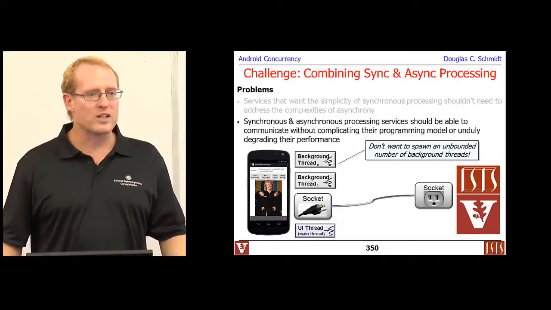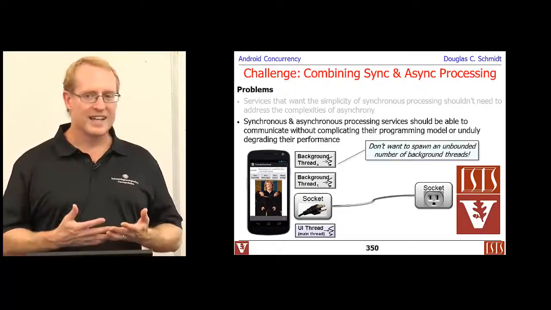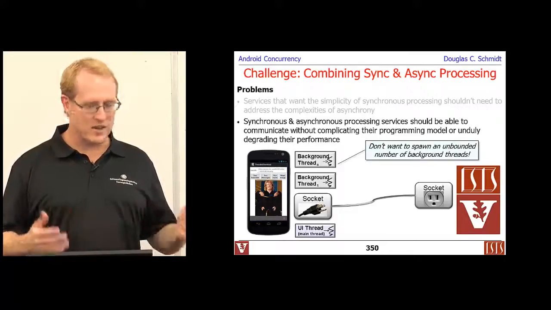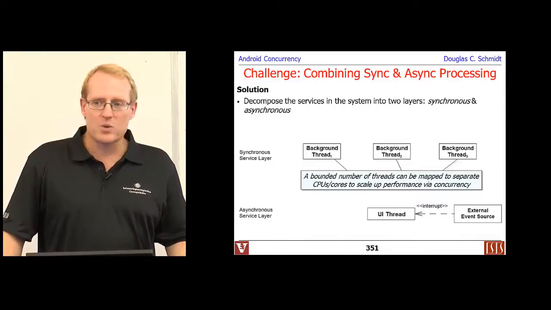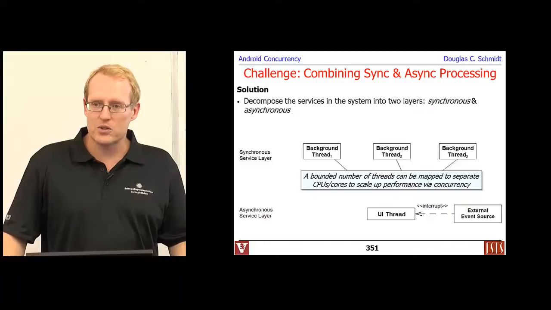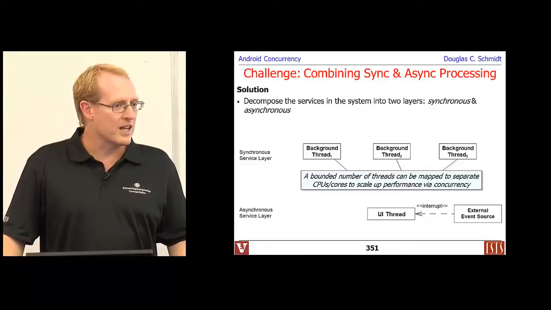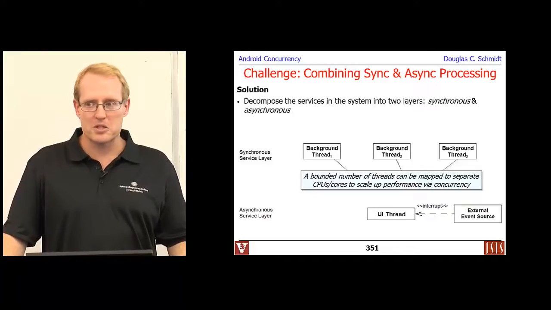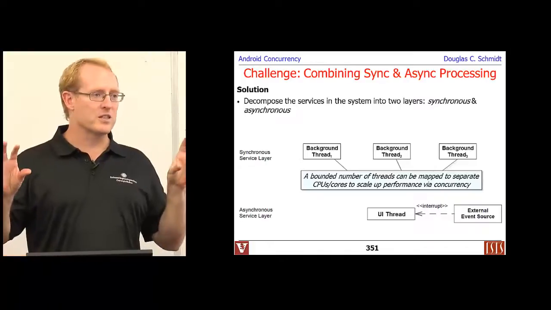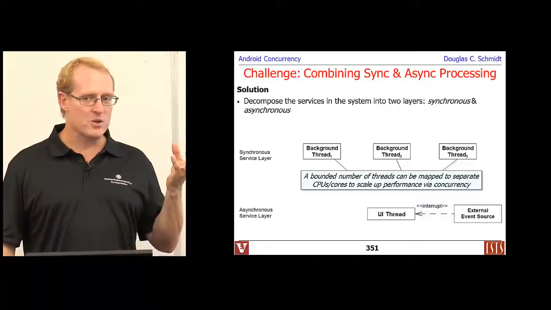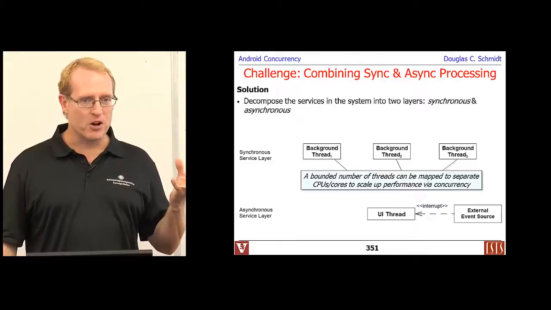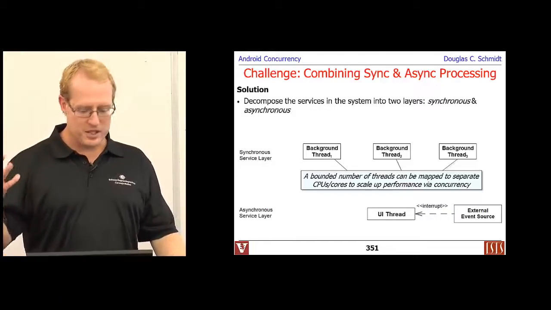So you might not want to just let unbridled use of threading be the way that you do things. So what we're going to do to address this is decompose the software into two layers. Sometimes you can think of these as layers, sometimes you just think of them as two different partitionings of the software solution space. One part of the software is going to be used to handle the asynchronous part, and the other part is going to be used to handle the synchronous part.